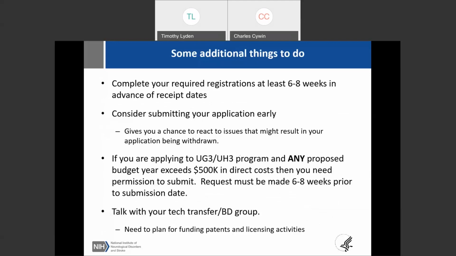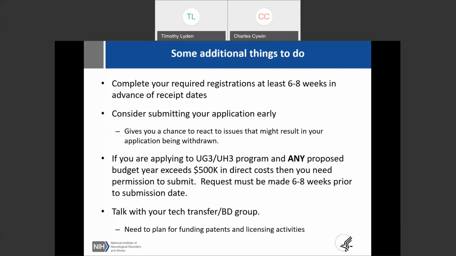Complete your required registration at least 6 to 8 weeks in advance. Again, almost every cycle I get someone who is trying to put in their application and they find that their registration expired, and they're scrambling at the end to get the ERA accounts for both themselves as the PI as well as the institution all squared away. It does require several different registrations to make that happen. So please start early. Consider submitting your application early.